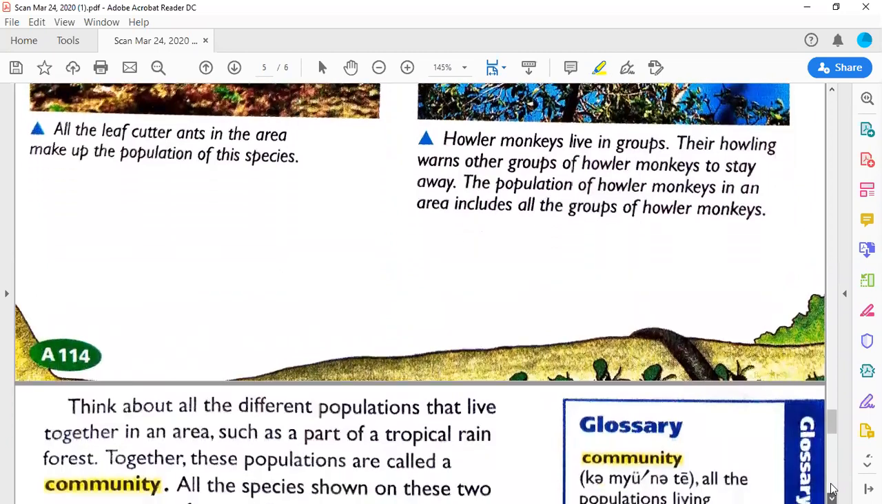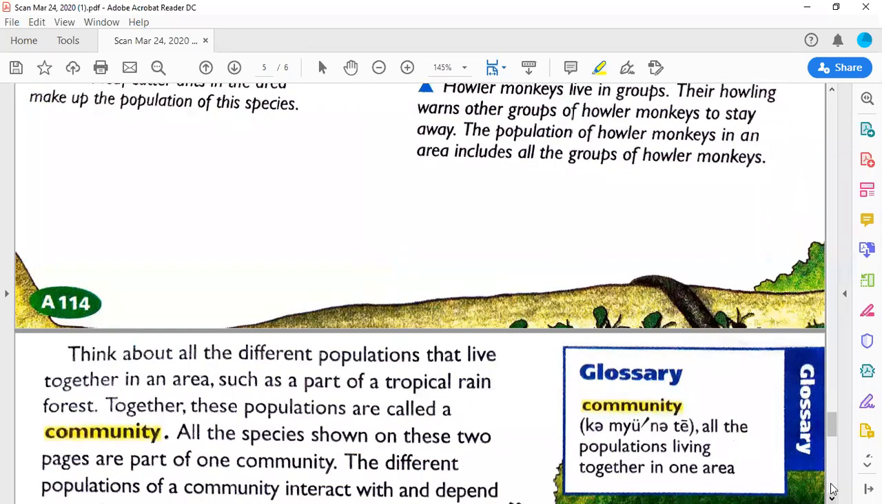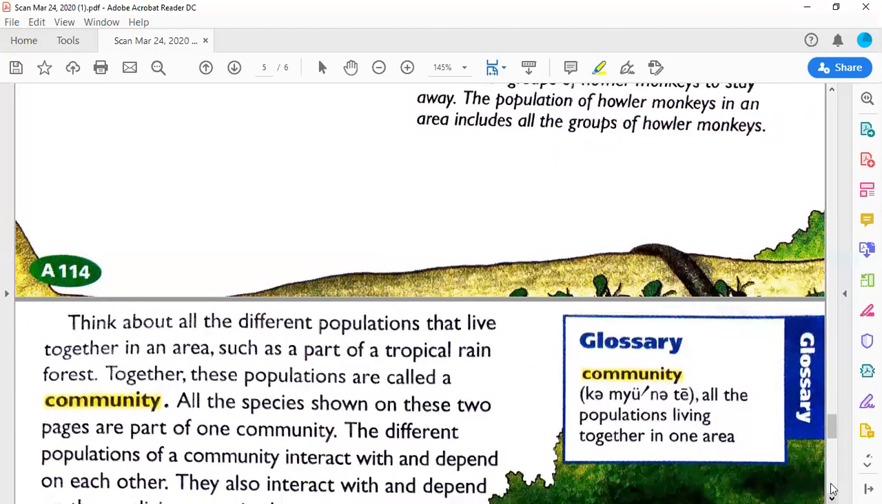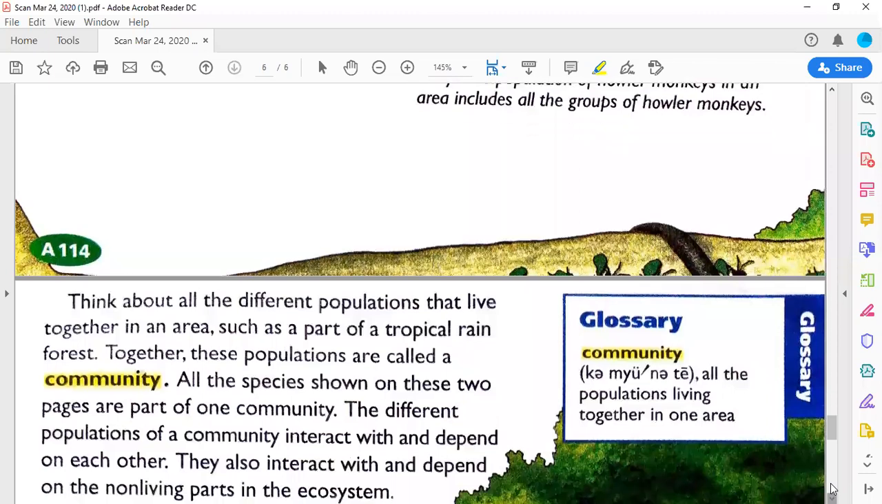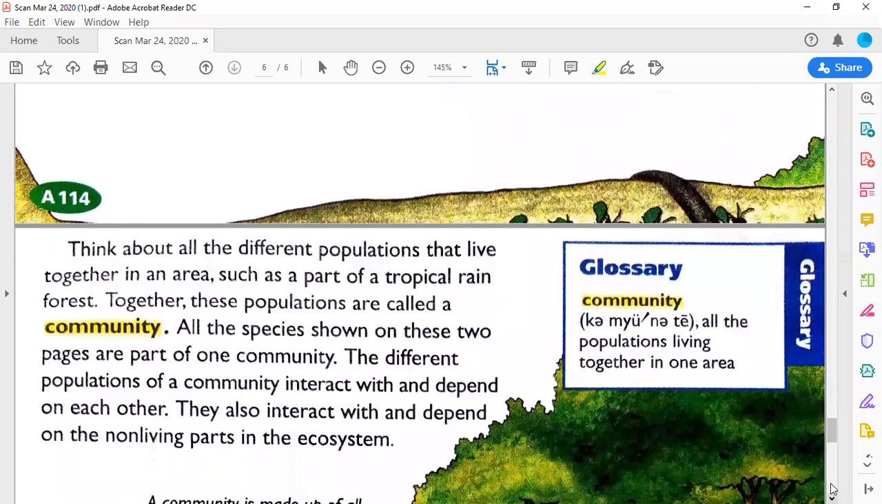Okay, think about all the different populations that live together in an area, such as the part of a tropical rainforest. Together, these populations are called a community. All the species shown on these two pages are part of one community. The populations of a community interact with and depend on each other. They also interact with and depend on the non-living parts in the ecosystem.